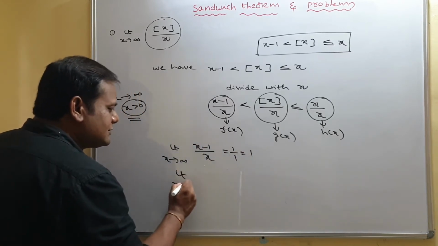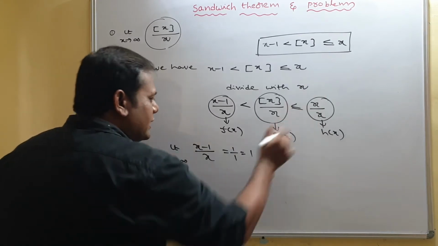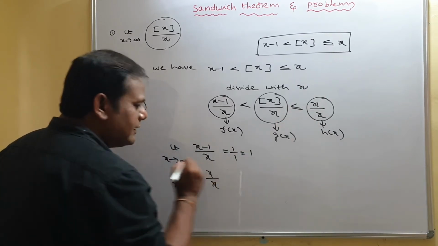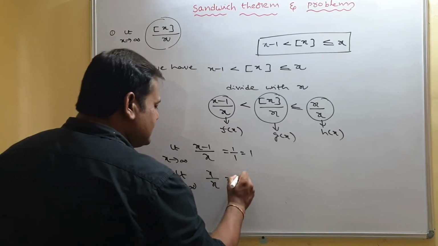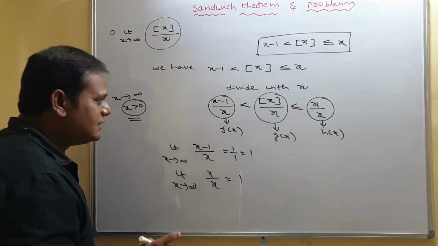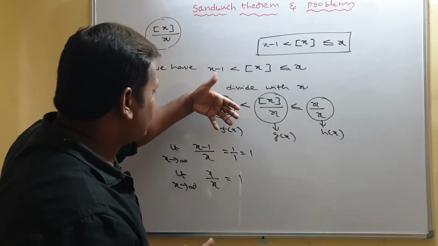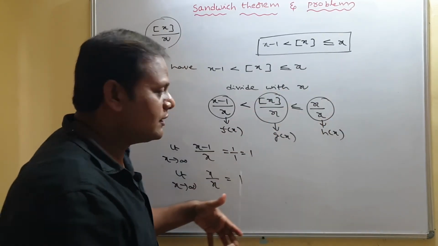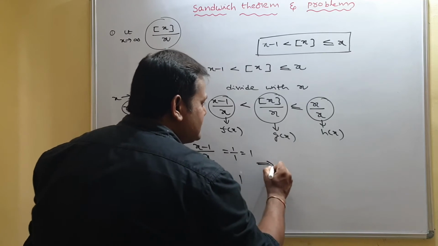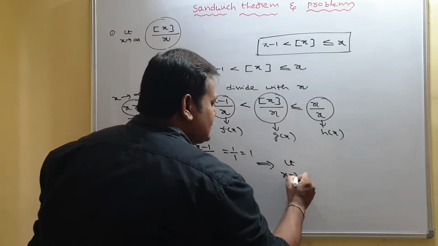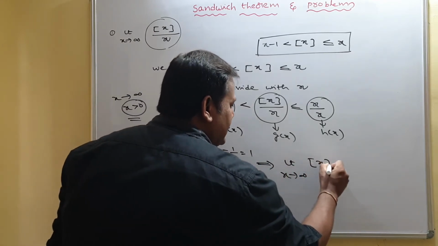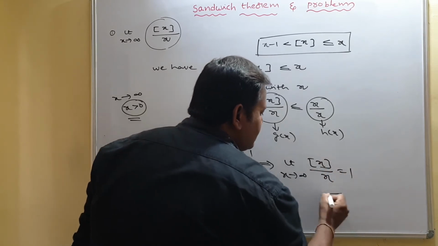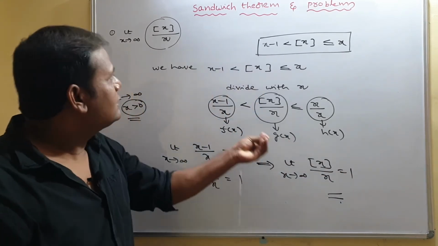And limit x tends to infinity, what is this? It is x by x. So what is it? Anyhow it is 1 only. See, limit x tends to infinity of f of x is 1. Limit x tends to infinity of h of x is 1. So from the sandwich theorem, limit x tends to infinity of step x by x is also what? Is also 1. So the answer to this problem is 1.